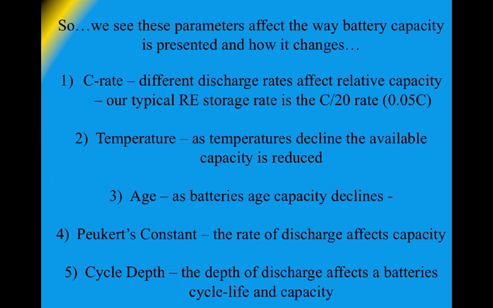We see that Professor Peukert gave us the idea that the rate of discharge is going to affect our available capacity, and he gave us the equations to work with that. And we now know that our cycle depth, our depth of discharge, is going to affect the cycle life and our battery's capacity.